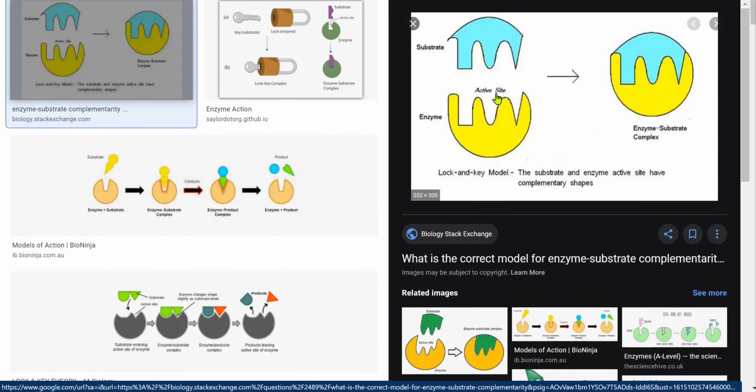So enzymes are these large globular proteins, and they have a very specific active site, a very specific shape. So if a molecule, or a cell or any other substance is going to come and react with it, it has to have a complementary shape. That is what specificity is. It's going to be very specific. It can't react with anything.